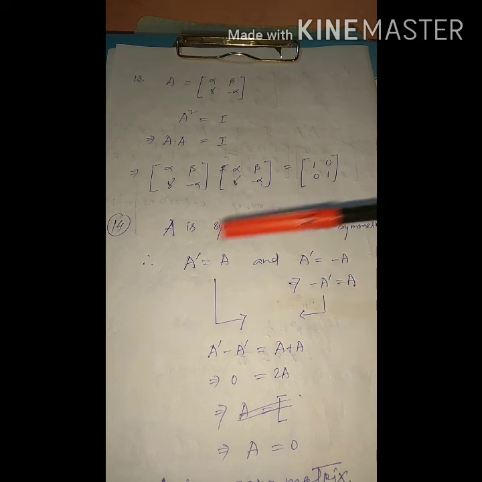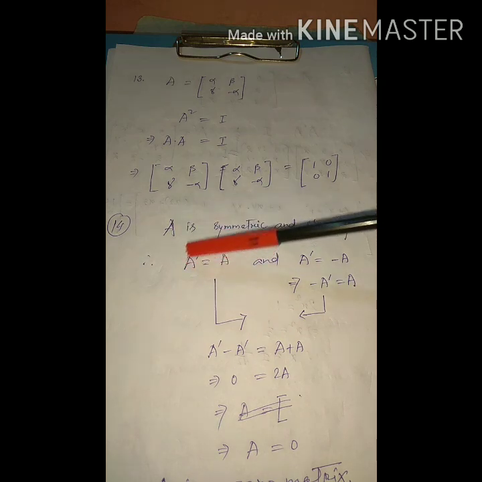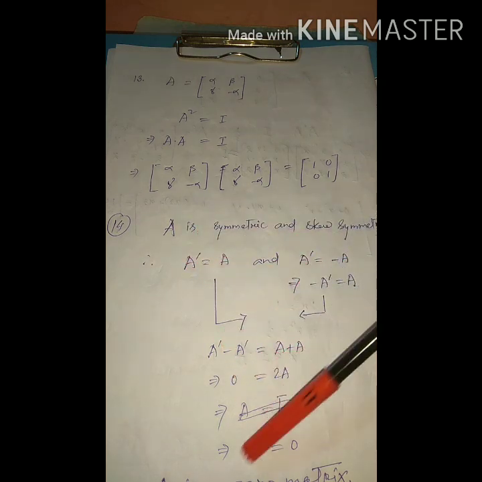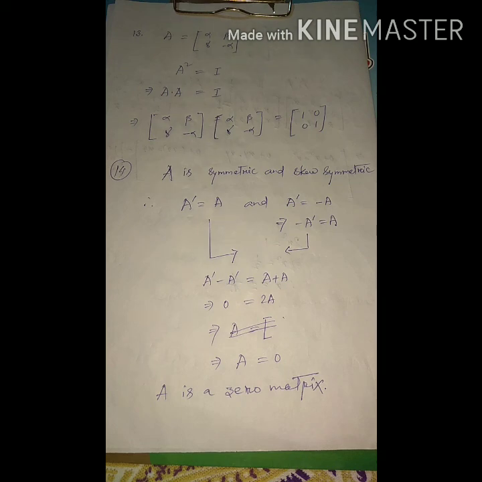So these two equations you have to add. If you add, the right hand side is A plus A, we can write twice A, and on the left hand side A transpose minus A transpose we write. Ultimately this one is 0, so twice A, or A, equal to 0. If A equal to 0, then what can you say? A is a 0 matrix. Is it clear? So in this way you can complete question number 15 also.